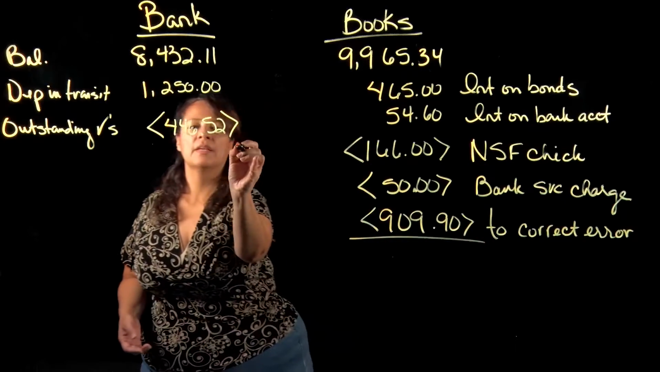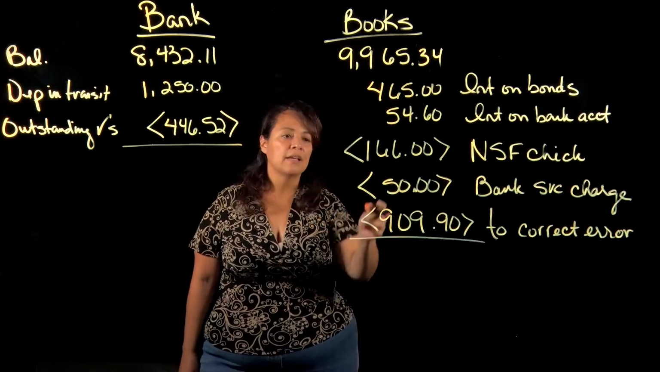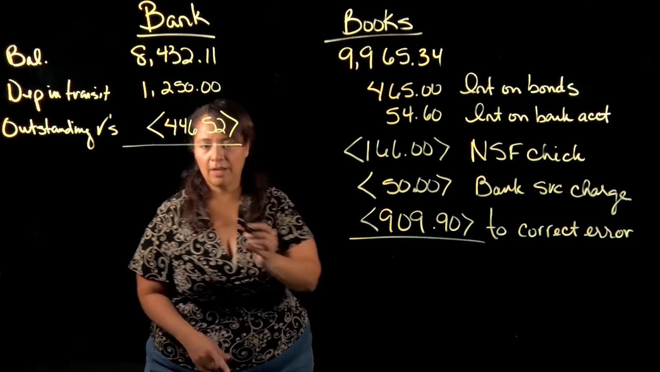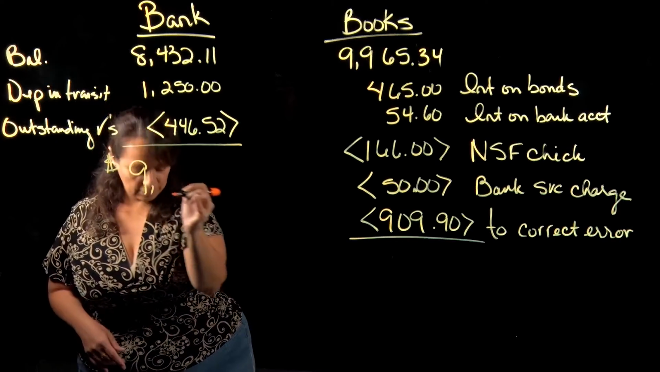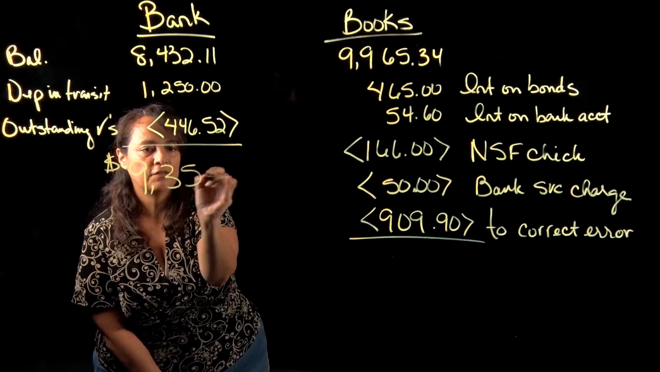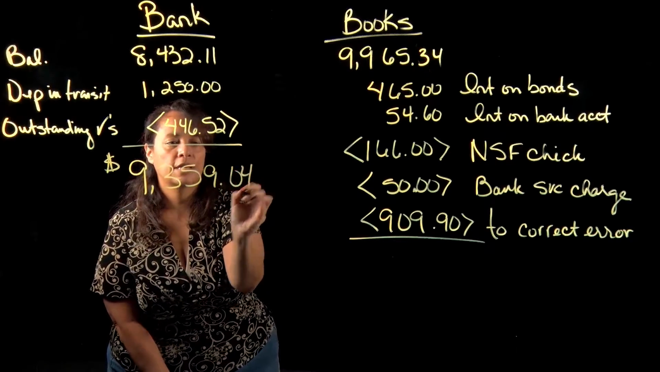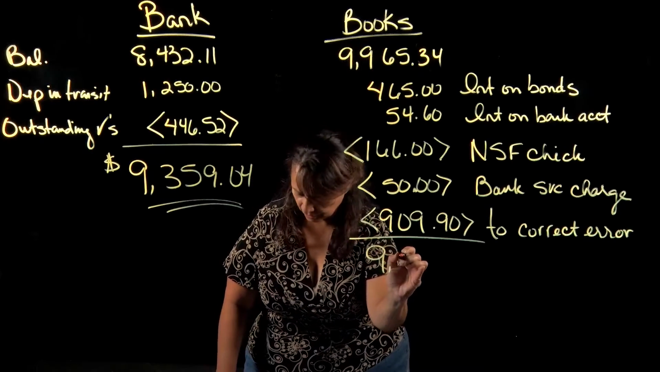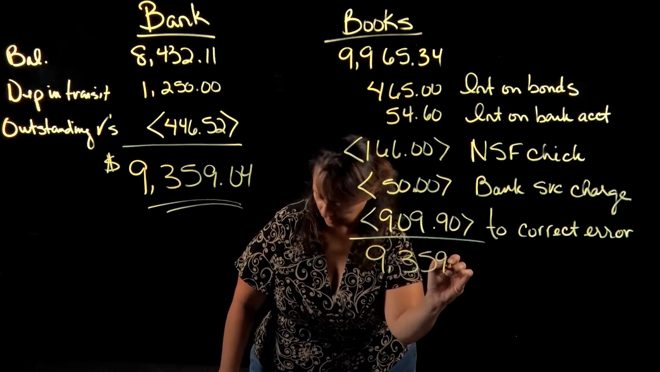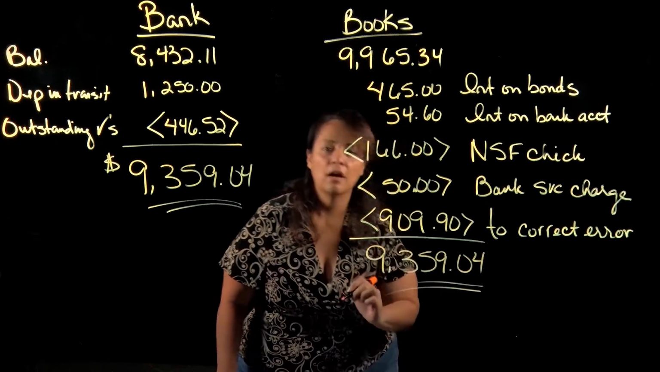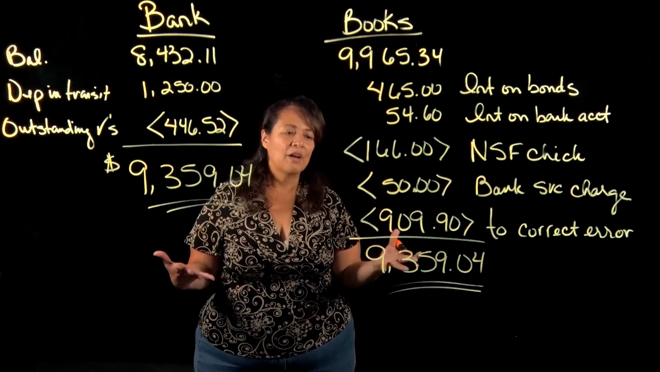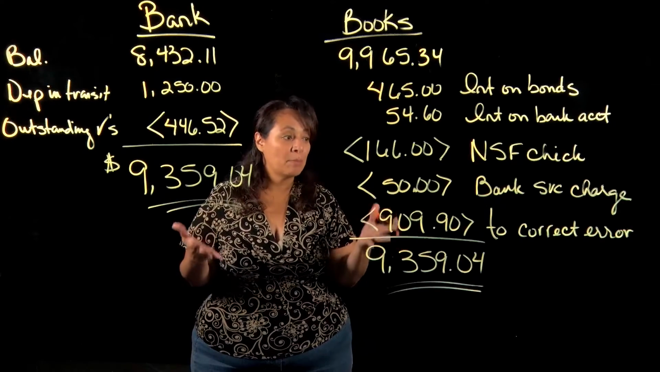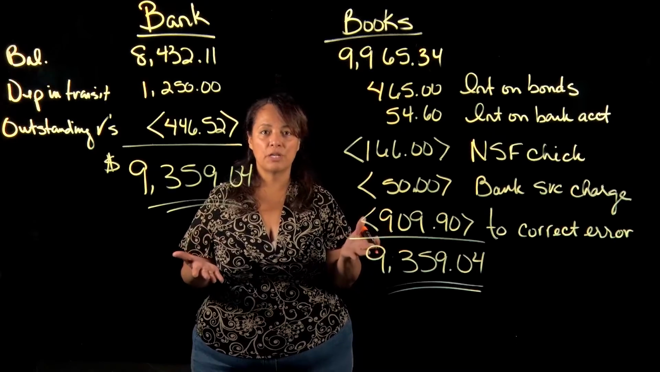So now, if you take a moment and add both columns, you should arrive at $9,359.04 on the bank side and $9,359.04 on the company side. Whew, it worked out. Both sides balanced, so you know you probably did something right. But before you leave, there's another journal entry you need to make.